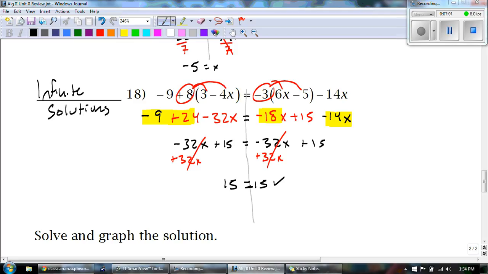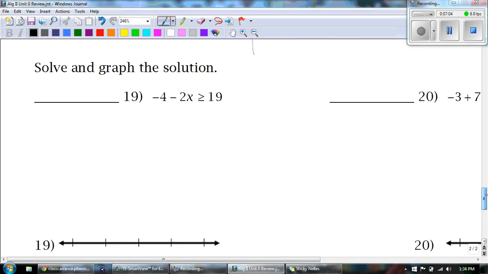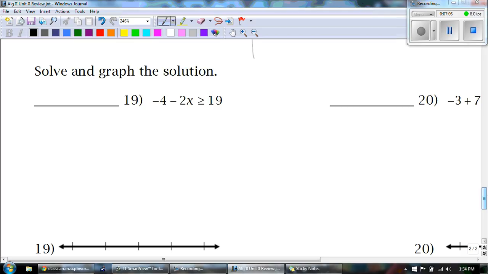All right, last ones. Solve and graph the solution.